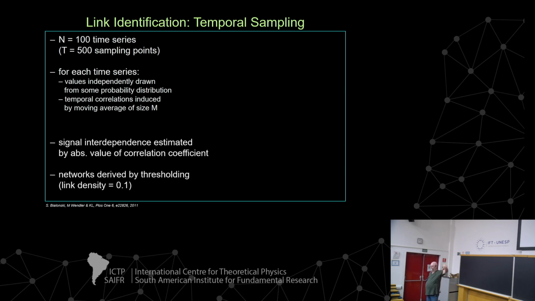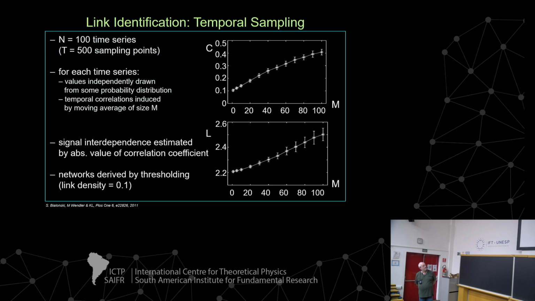So we have a bunch of these recordings. And now we go for a binary representation. And we use a link. This is a fixed thresholding such that the link density is always 0.1. Yeah? Just to make comparability between the networks.